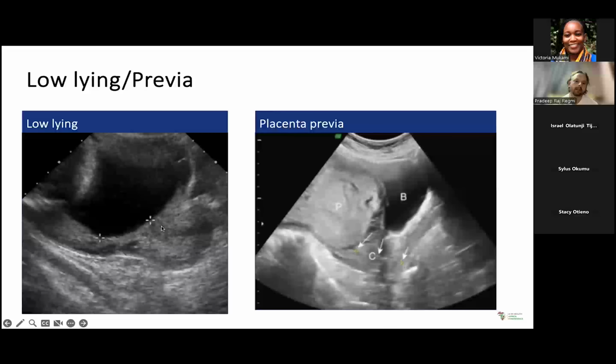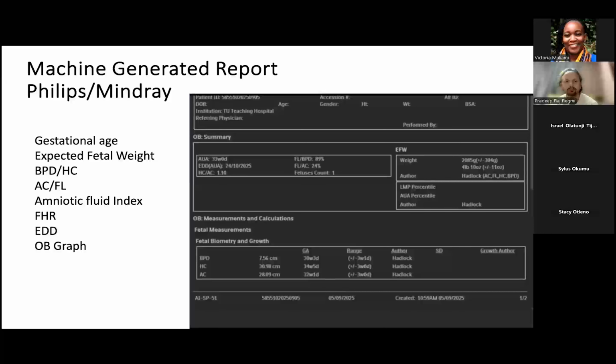So this is the cervix, and in this case, the tip of the placenta is less than 2 centimeters away, so it is low lying, not covering the cervical os. And in this case, this is the cervix, and the placenta wholly covers the cervical opening. So it is complete placenta previa. It is an important thing we report to the clinicians. And finally, we get the report this way.